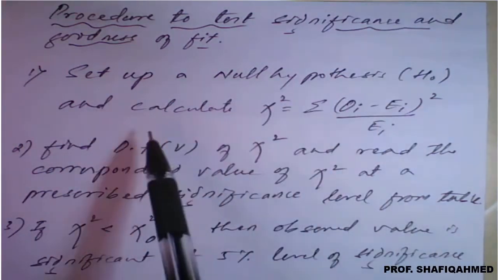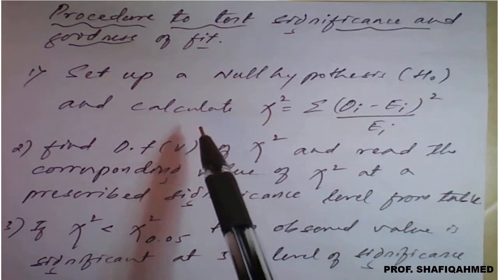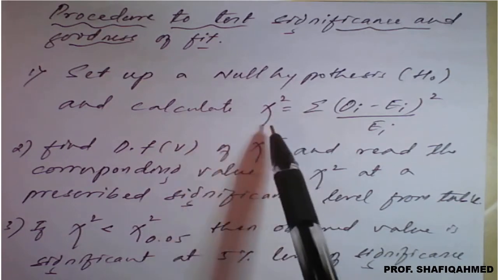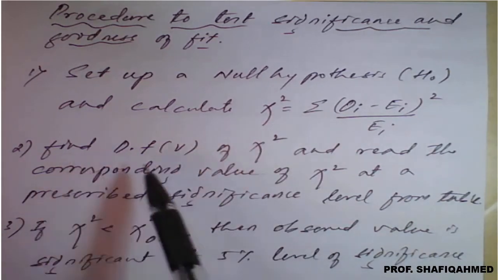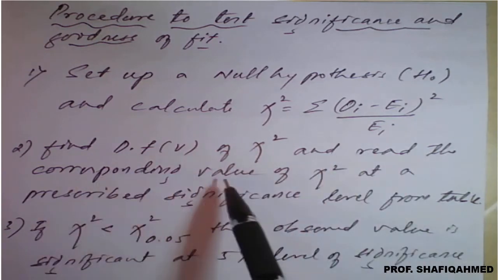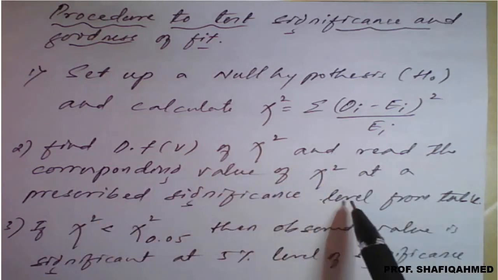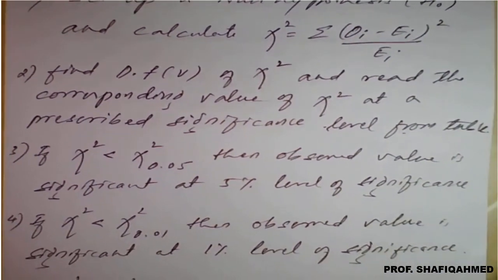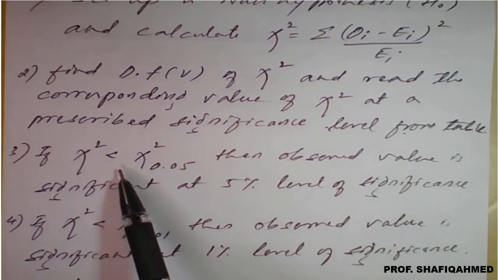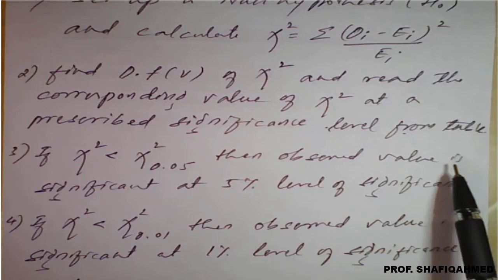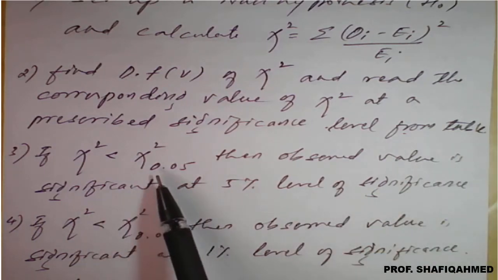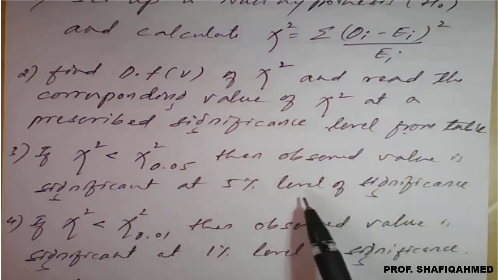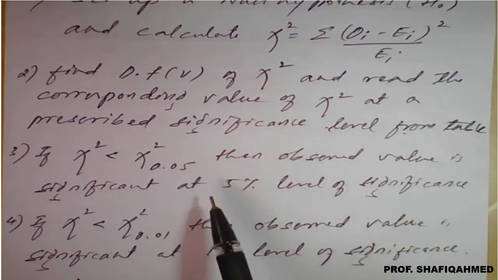So set up a null hypothesis, then by using observed data and expected data, or observed value and theoretical value, we'll calculate chi-square. Once we get chi-square, we'll find the degree of freedom, that is step number 2, and read the corresponding value of chi-square at a prescribed significance level from the table, or they will give it in the question itself. Then third, if chi-square is less than chi-square of 0.05, then the observed value is significant at the 5% level. This means it is accepted for 5%.